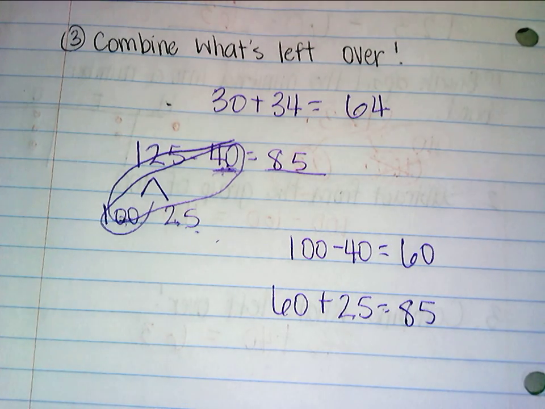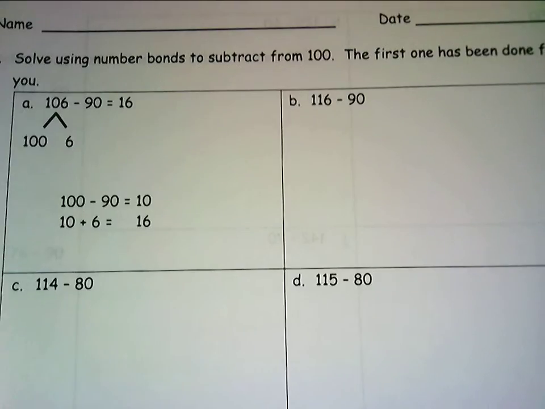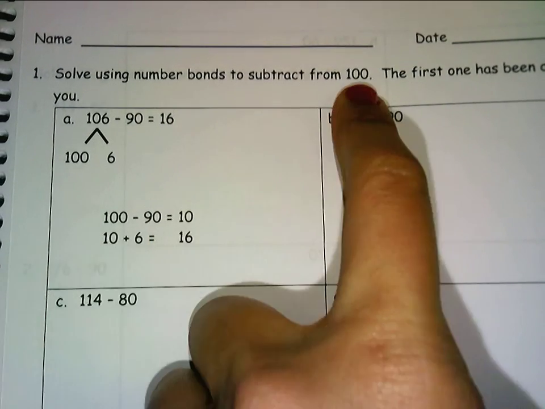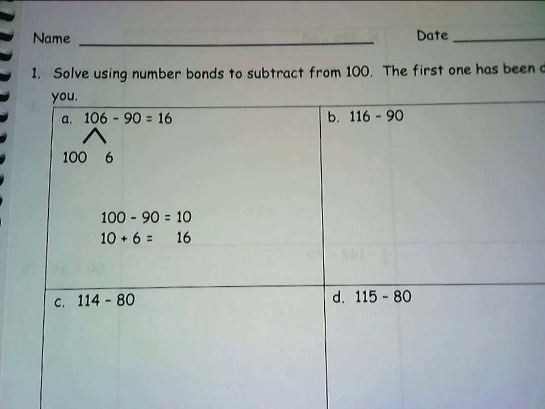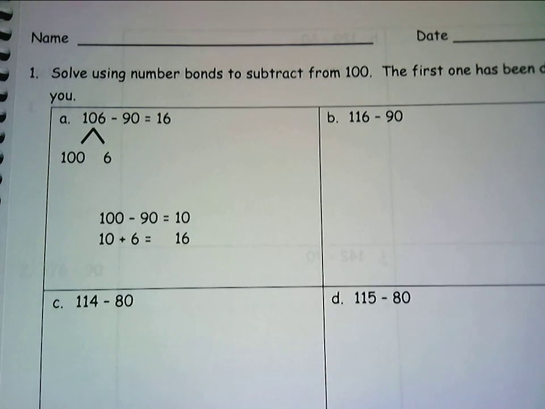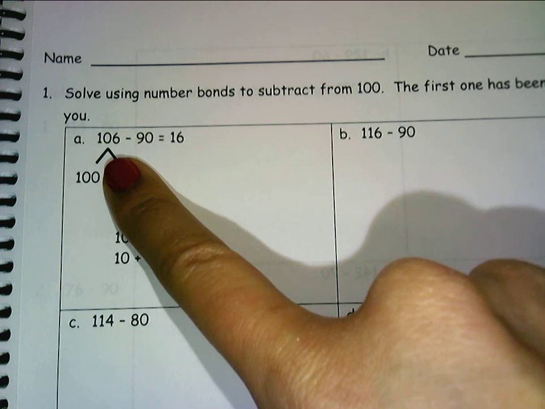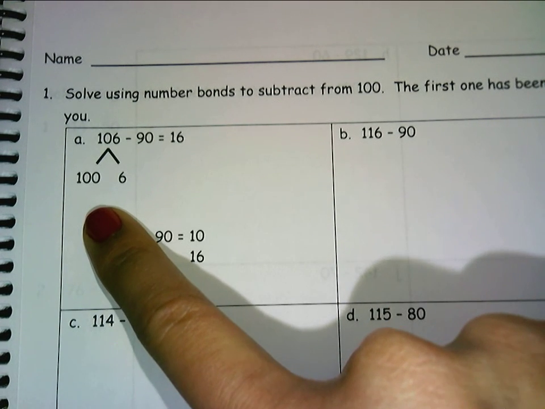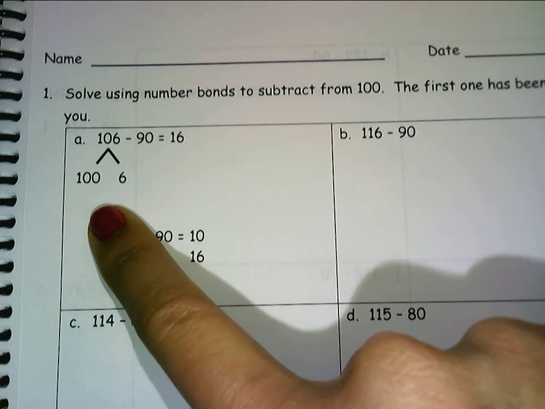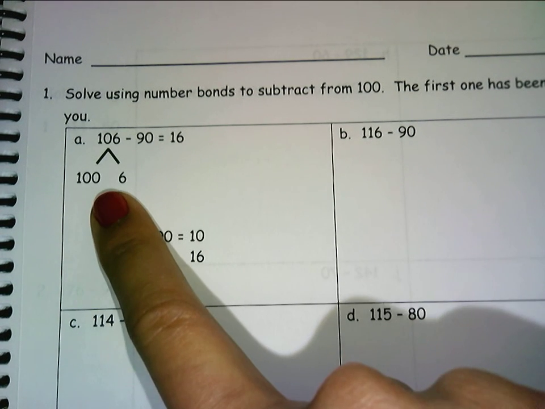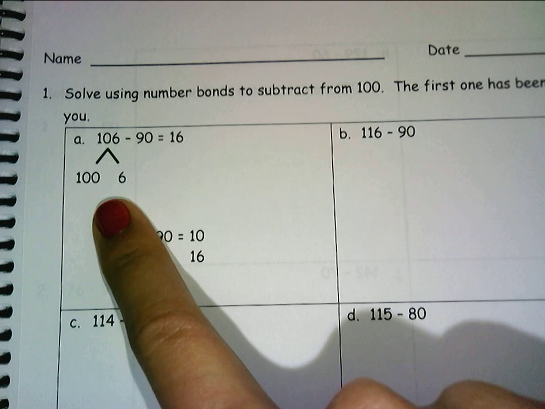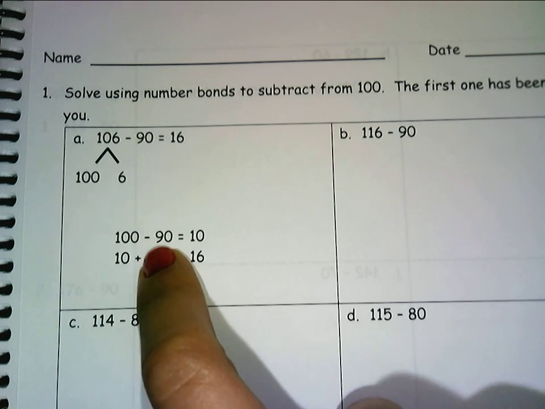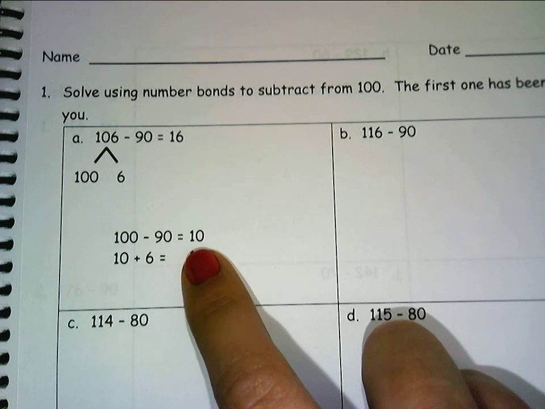So you're on lesson 23, problem set. Solve using number bonds to subtract from 100. The first one has been done for you. So let's check the work, okay? Question A, 106 minus 90. So here you see that they broke it apart into 100 and ones. So you broke it apart, you took apart that group of 100, and then you're subtracting the 90. So you have 100 minus 90, which is right here, okay, which is 10.